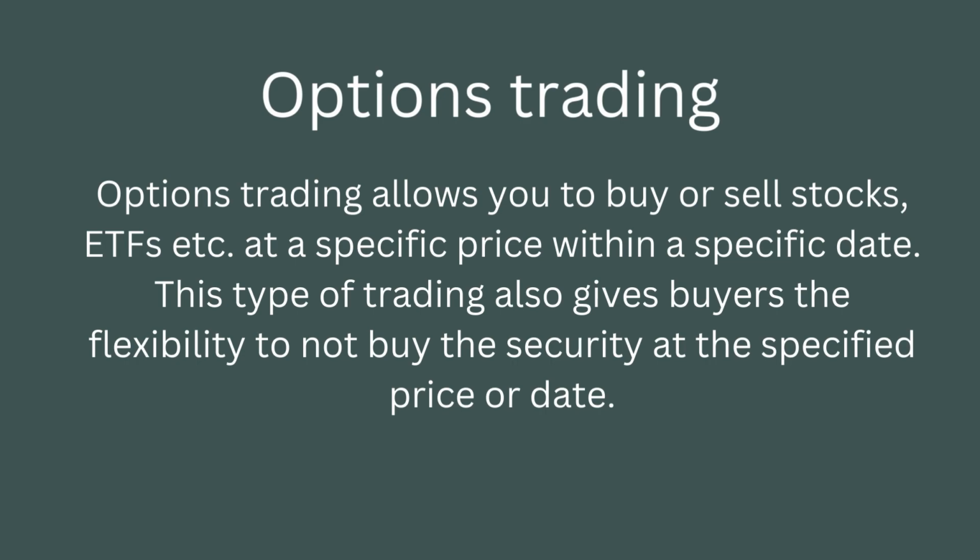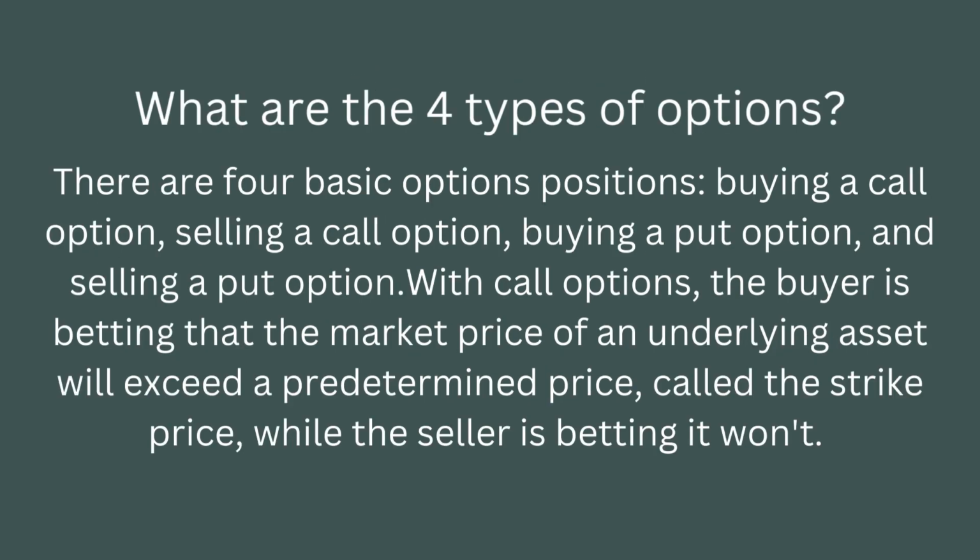Okay, what are the 4 types of options? There are 4 basic options positions: buying a call option, selling a call option, buying a put option, and selling a put option. With all options, the buyer is betting that the market price of an underlying asset will exceed a predetermined price called the strike price, while the seller is betting it won't. And as I said, I'll get to touch more on this so that we can all understand the points.